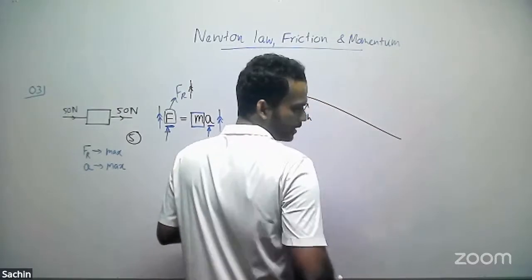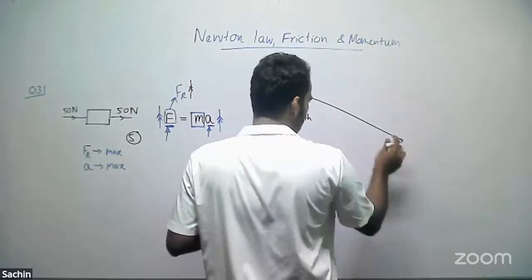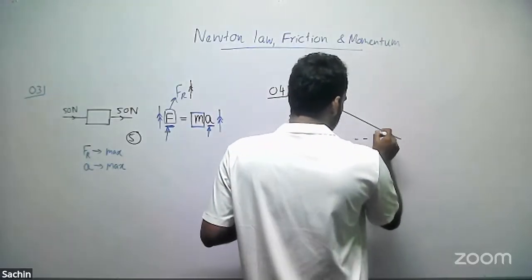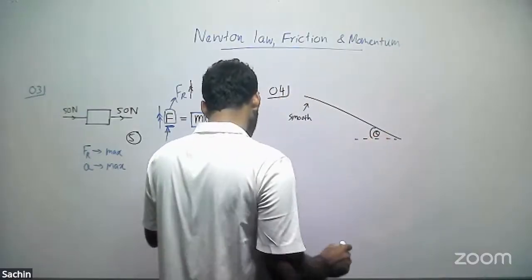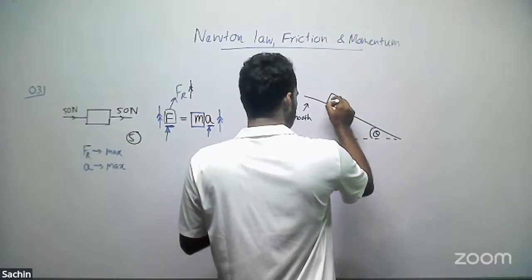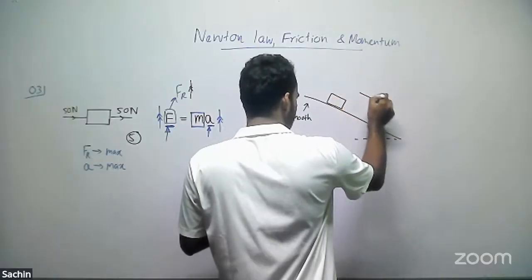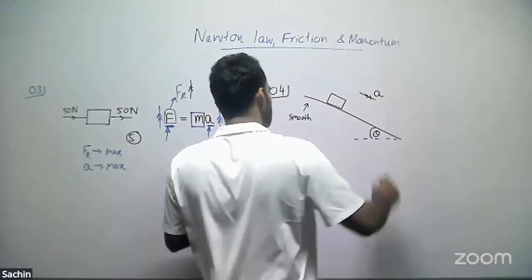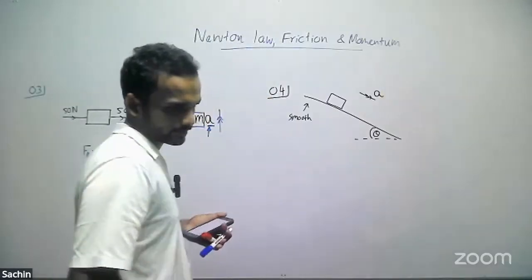For this case, we assume this to be smooth. That means there is no friction force. We will talk about friction later. And this is the inclination angle theta. So we have to calculate the acceleration of this object along this inclined plane.